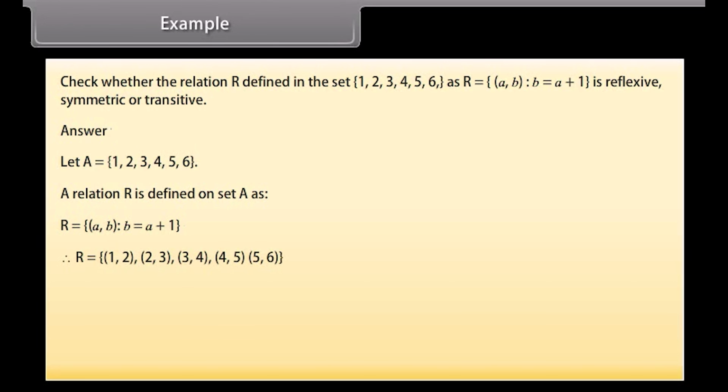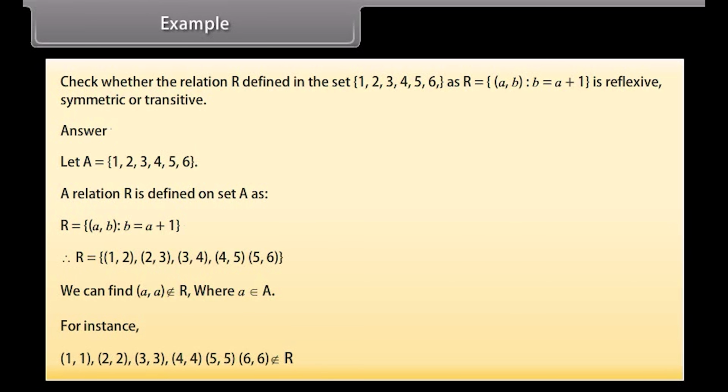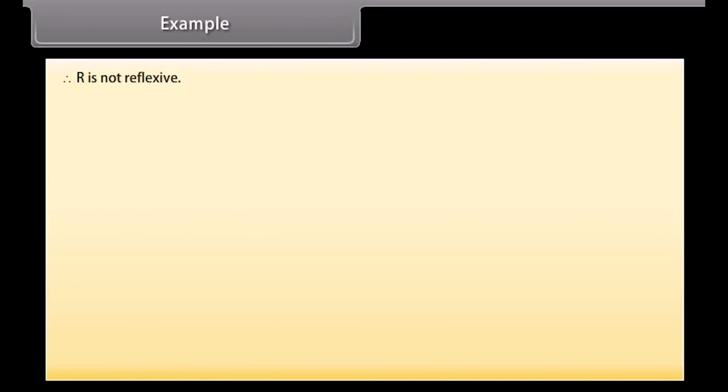Therefore, R = {(1, 2), (2, 3), (3, 4), (4, 5), (5, 6)}. We can find (a, a) does not belong to R where a belongs to A. For instance, (1, 1), (2, 2), (3, 3), (4, 4), (5, 5), (6, 6) do not belong to R. Therefore, R is not reflexive.